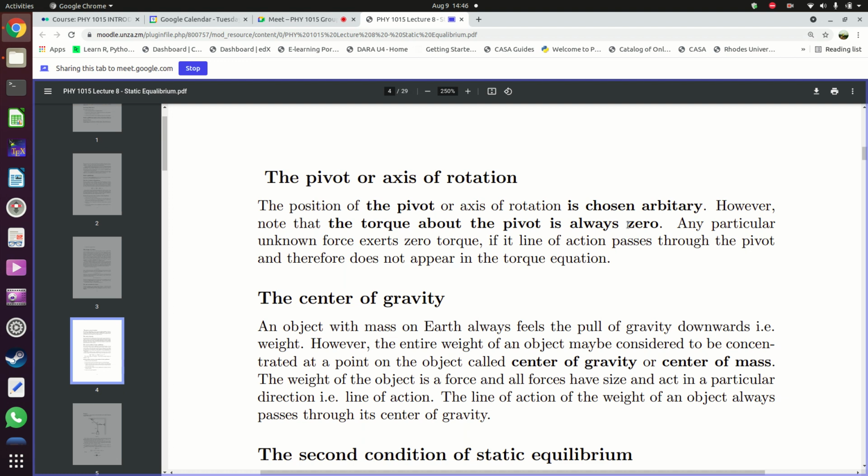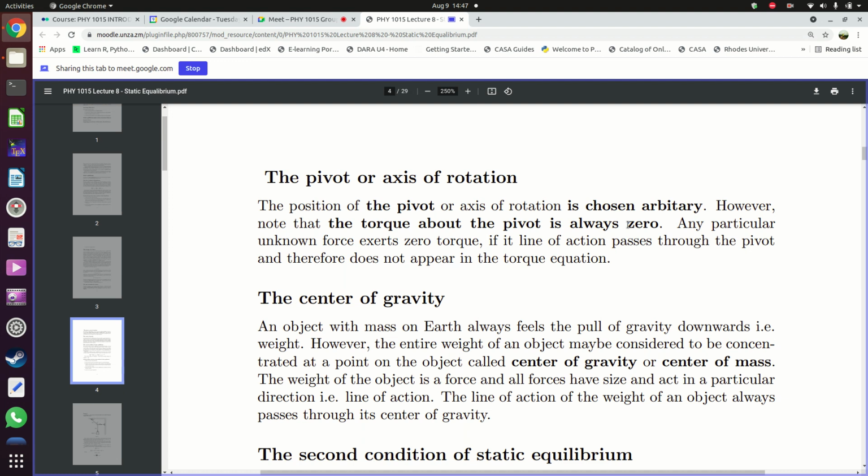So when you are choosing a pivot, choose a point on this particular object, which we are trying to make sure does not rotate, where a lot of forces are passing through. A number of forces are concurrent, where the lines of action of these particular forces are passing through.